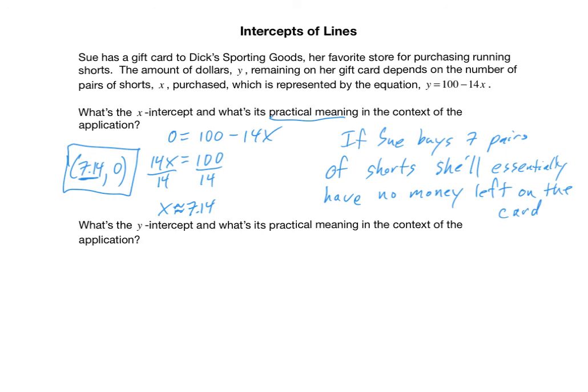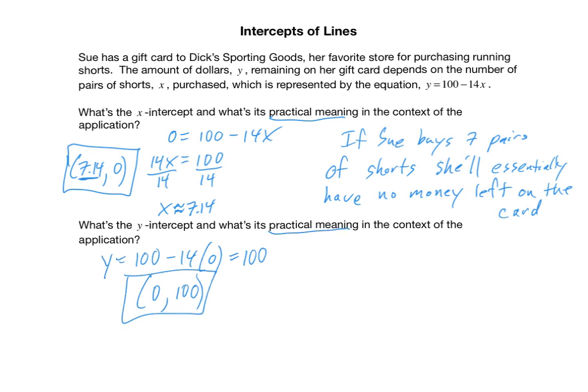So if we want to find the y-intercept, we would plug in a value of 0 for x. So we've got y equals 100 minus 14 times 0 for x. If you do this arithmetic, 100 minus 14 times 0 is simply 100. So our y-intercept has an x value of 0 and a corresponding y value of 100. So this is the y-intercept, 0, 100.